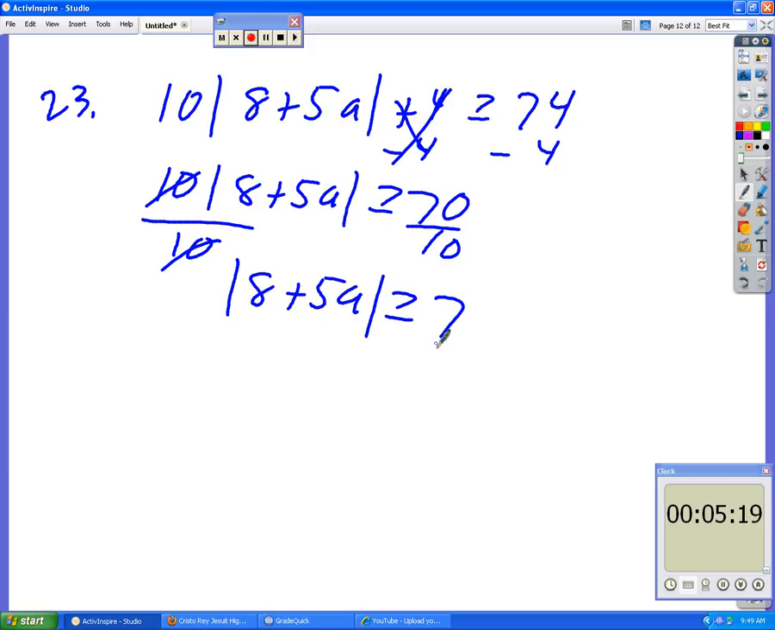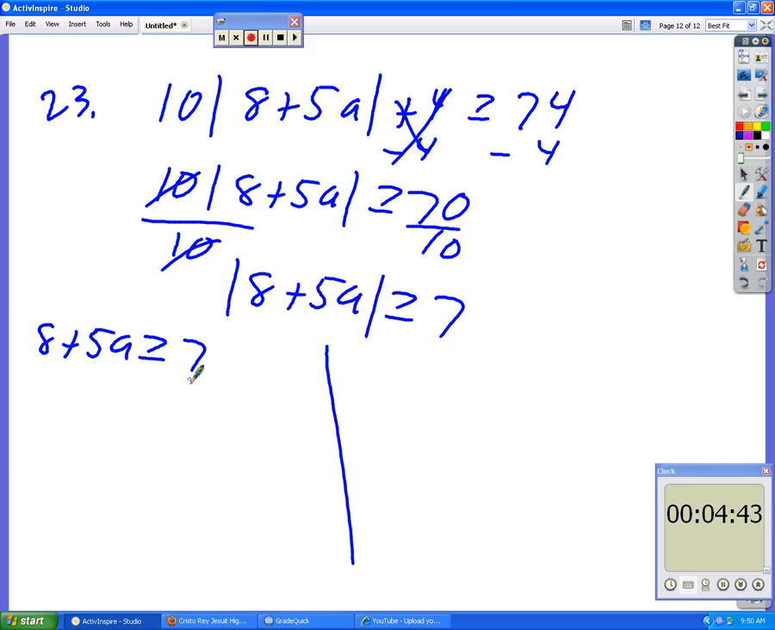Now I have an absolute value alone, right? You must have the absolute value by itself. Once it's by itself, what do we do? You split it in half and do 2 equations. What's my first equation? Exactly like this without the absolute value signs. So it's 8 plus 5a equal to or greater than 7. Now you must have 2 equations every time you have an absolute value. What's my second equation?